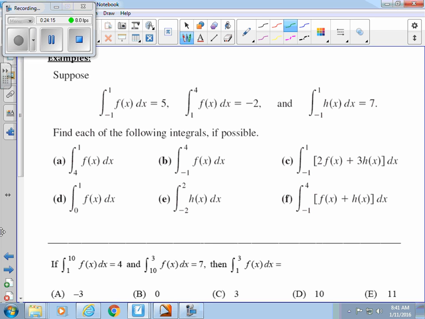So, start with A. Has anyone figured A out yet? Why? Because 1 to 4 is -2 and then backward 4 to 1. Okay, so I want the integral from 4 to 1 of f of x. I don't know the integral from 4 to 1 of f of x, but I do know the integral from 1 to 4 of f of x. And what do I know about those two integrals? Look back at the last slide. They're just opposite signs. The limits are switched, which means the answers are opposite signs.